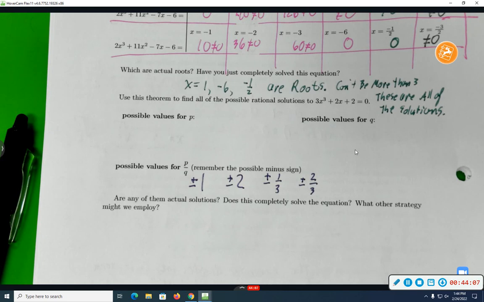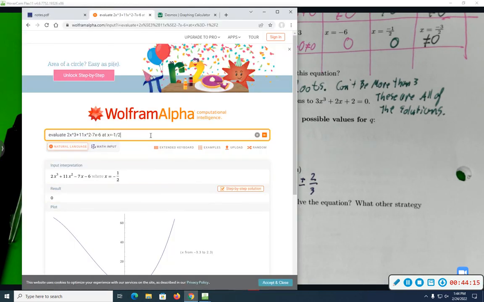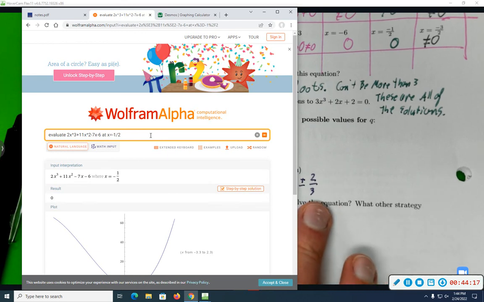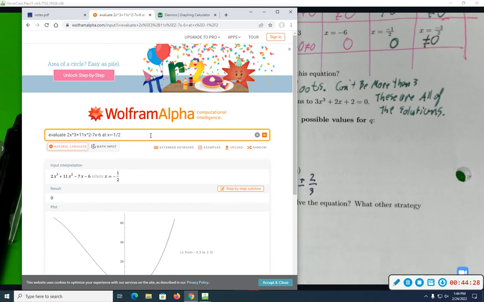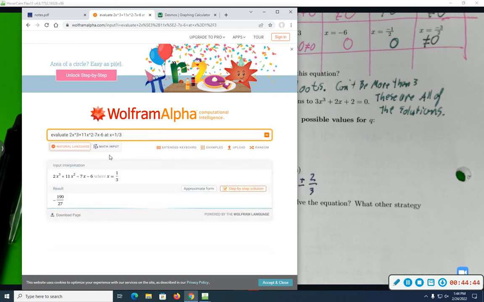Let's check which of them are actual roots. So maybe what I'll do is plus or minus a third and plus or minus 2 over 3. I'll leave it to you all to do plus or minus 1 and plus or minus 2 real quick. By the way, the link to this is on the webpage right now. I've given this as a useful Wolfram Alpha link, which I encourage you to use at your convenience. If you have other computational tools you like, use those.